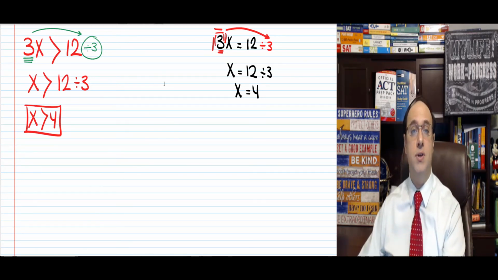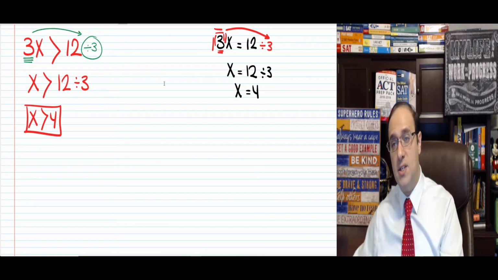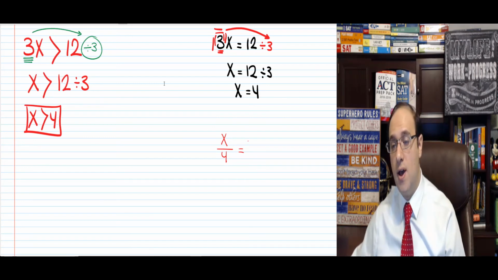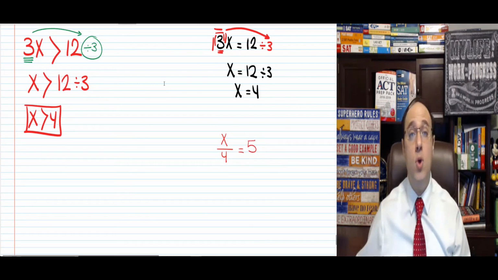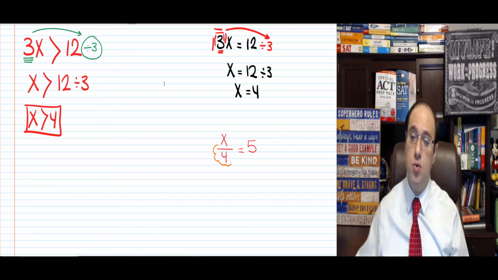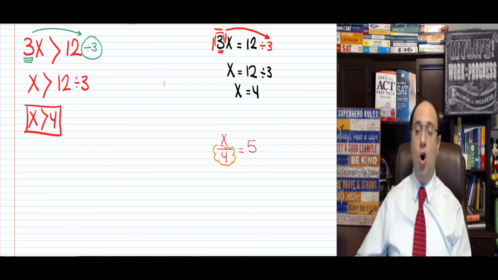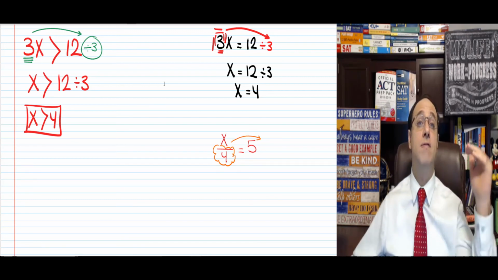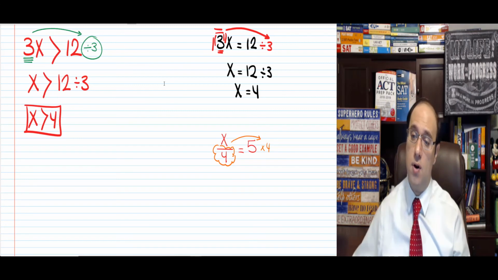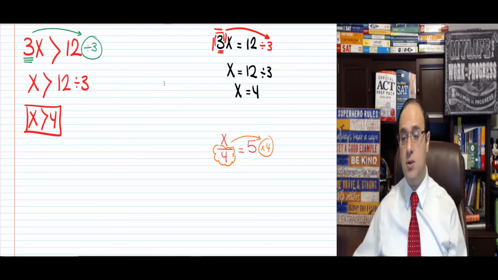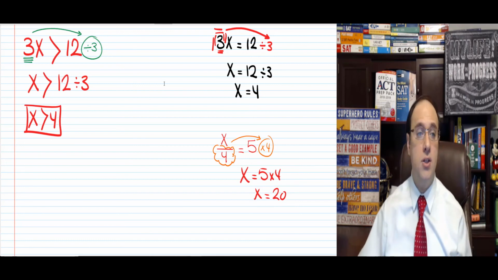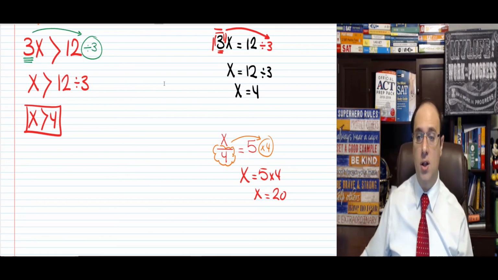Do it on the right first with me, please. Let's go on the right. What if I had something like this? X over 4 equals 5. Remember, we want the x by itself, so we have to move the over 4. Over 4 means divided by 4. So it goes to the other side. The opposite of divided by 4 is times 4. So I have x equals 5 times 4. X equals 20.